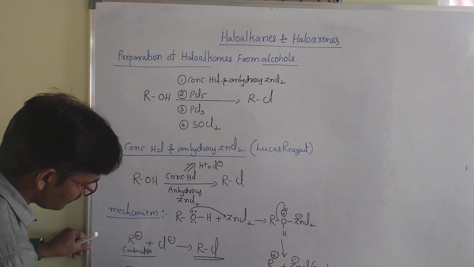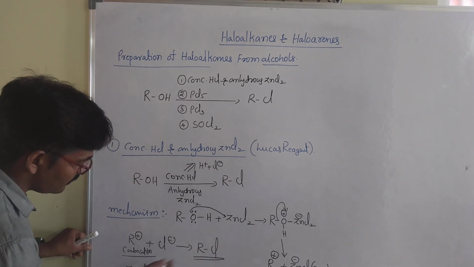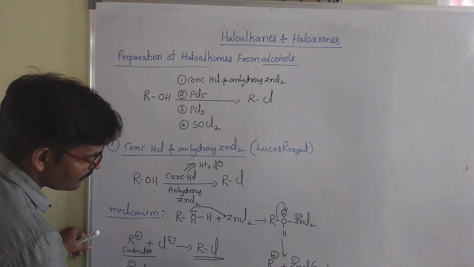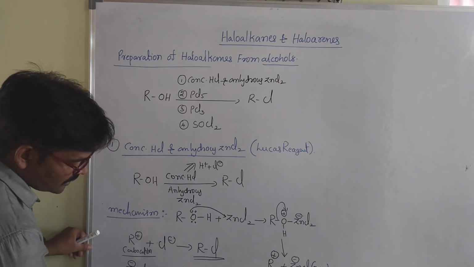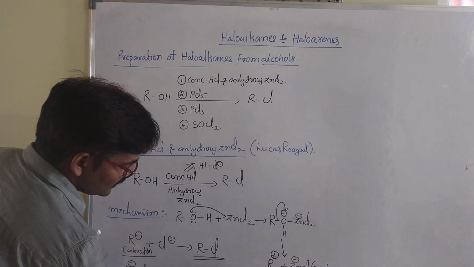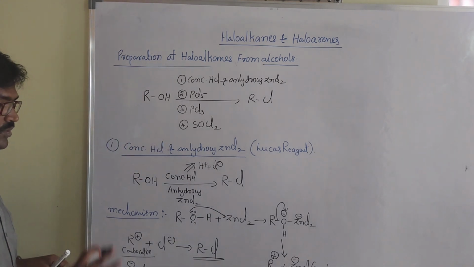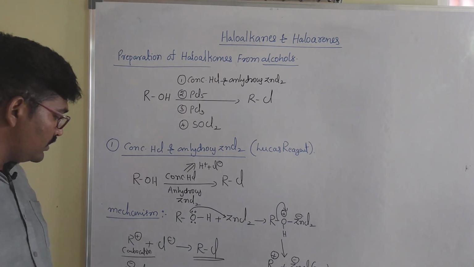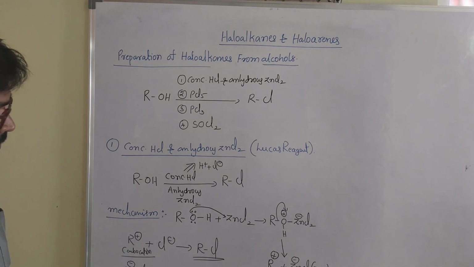Then the second species is there, ZnCl2OH with a negative charge. Once H+ attacks it, H+ and OH- form H2O, and ZnCl2 is regenerated. It acts as a catalyst in this reaction. So this is the mechanism, and in this mechanism we are discussing how haloalkanes are formed.